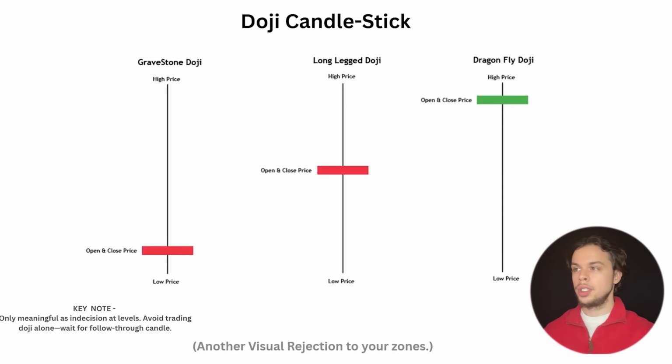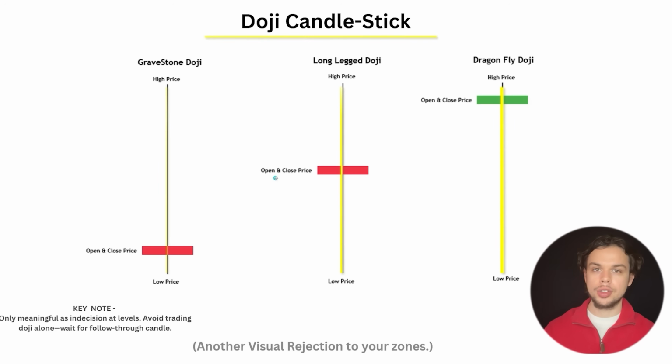Moving on to the next one, this is a common one, also known as the doji candlestick. We have 3 examples here: the gravestone doji, where we have the open and close price at the bottom of the wick. We have the long leg doji, where the open and close price is in the middle of the wick, and we have the dragonfly doji, where the open and close price is at the top of the wick. And again, these are just visual rejections to your zones, and they are only meaningful at levels of supply and demand or higher time frame levels of inefficiencies.